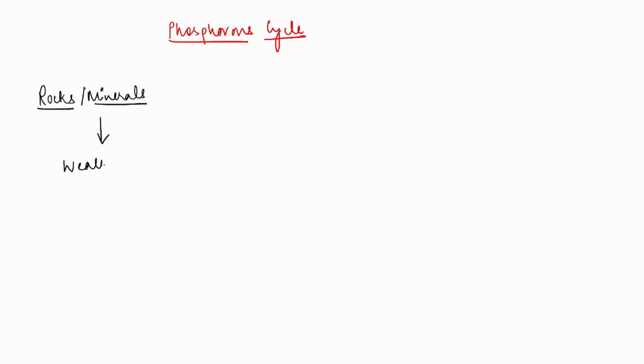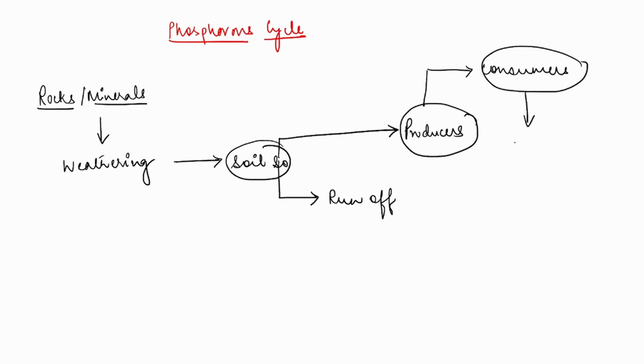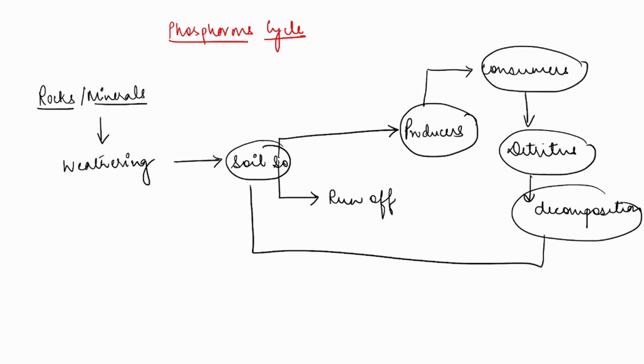Weathering, breaking. After this, phosphate is released in the soil. Now what will happen to this soil? Some of it may run off during flood, and half is utilized by producers for photosynthesis. From producers, it goes to consumers. After death, detritus or decomposers undergo decomposition, and it is released back into the soil.